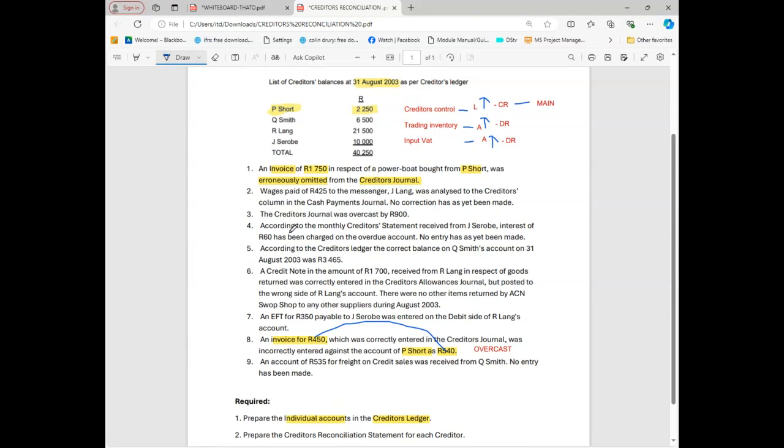I see Smith here on number 4. Not number 4. It's number 5. Yes. Okay. What do they say about Smith? They say, according to the Creditors ledger, the correct balance of Q Smith on the 31st of August was 3,465.